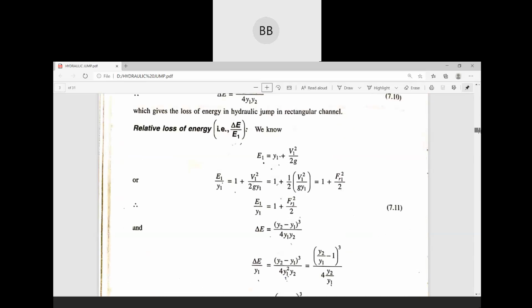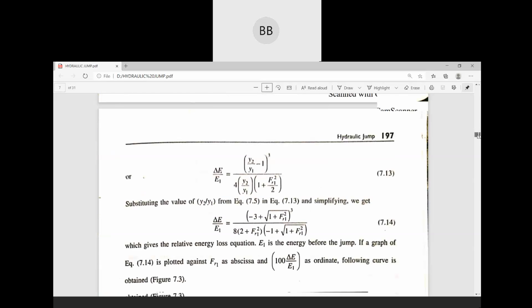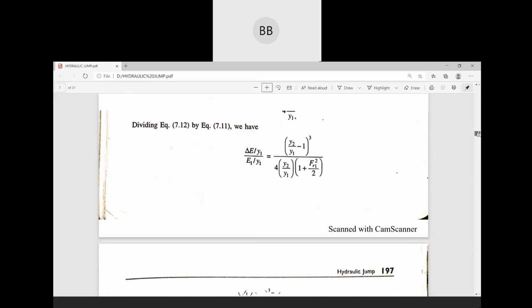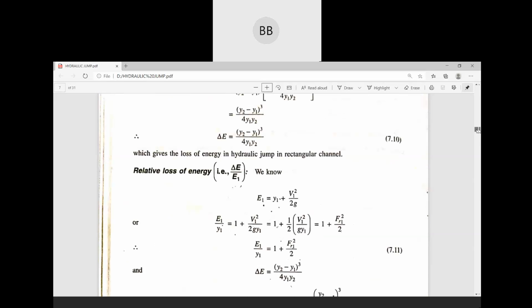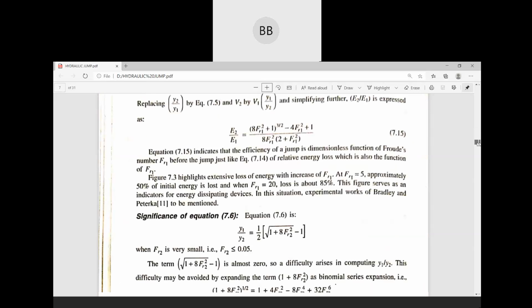So we continue in the next class. That one is the relative loss and one is the efficiency of the jump. We'll continue on Thursday.